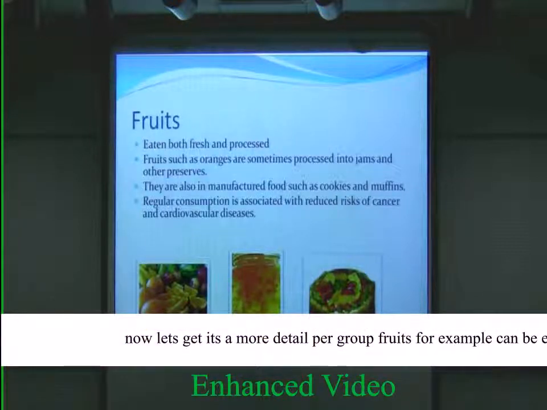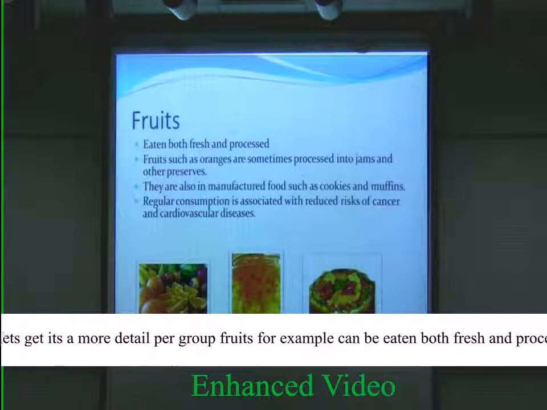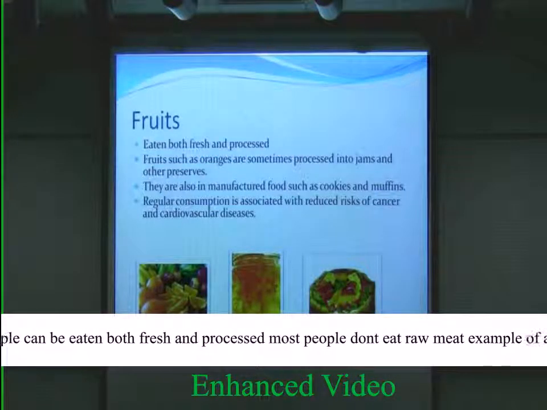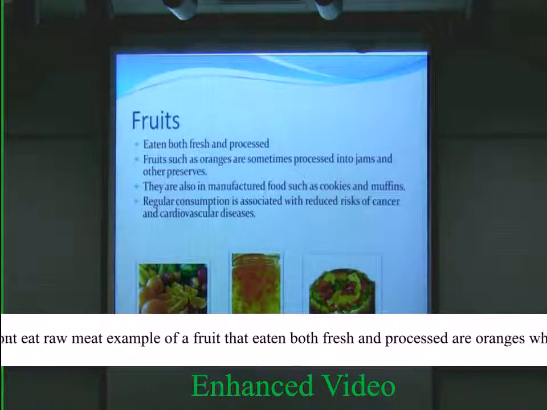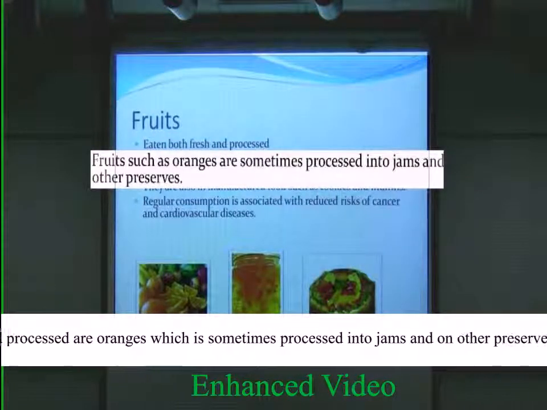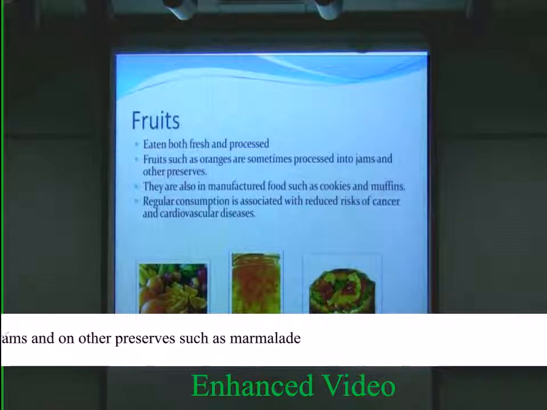Now let's get into more detail per group. Fruits, for example, can be eaten both fresh and processed. Most people don't eat raw meat. An example of a fruit that's eaten both fresh and processed are oranges, which are sometimes processed into jams and other preserves such as marmalade.